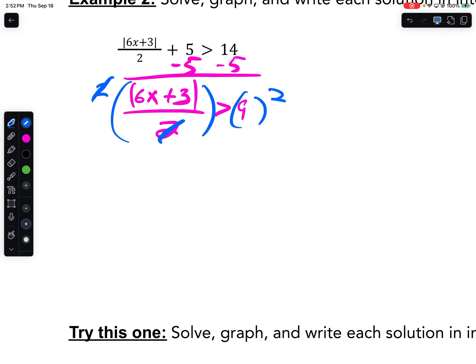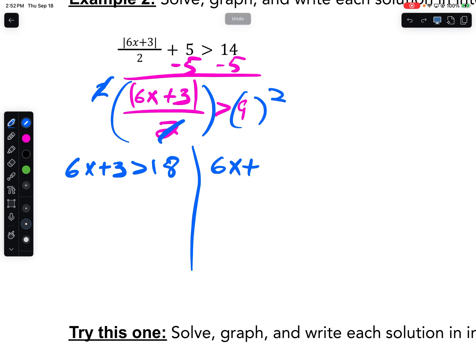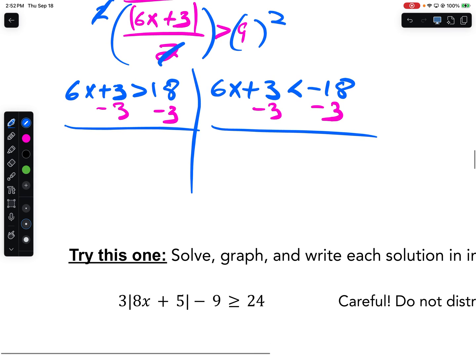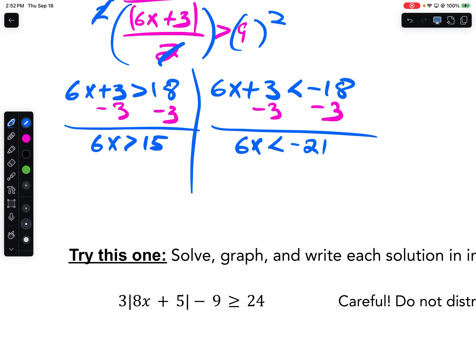So now I'm going to make my 2 cases, right? So I get 6x plus 3 is greater than 18. Second case, 6x plus 3 is less than negative 18. And then solve, right? Minus 3, divided by 6. You get a lot of fractions with these, just because when you make that second case, many times you get a fraction. Not every time, but many times you do. We've got lots of reducing coming up. If you have a graphing calculator, how do you reduce a fraction?